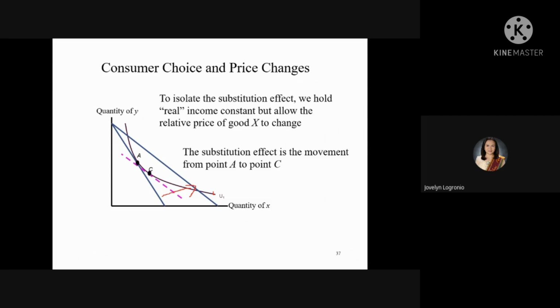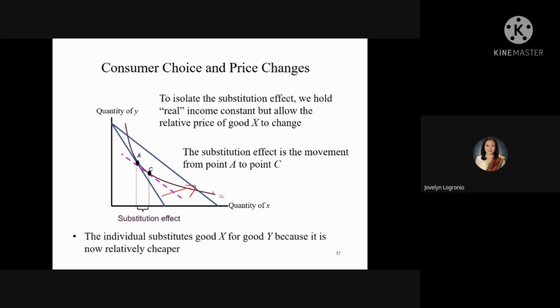So again, the movement from point A to C is called the substitution effect. Here, the consumer substitutes good X for good Y because it is now relatively cheaper.